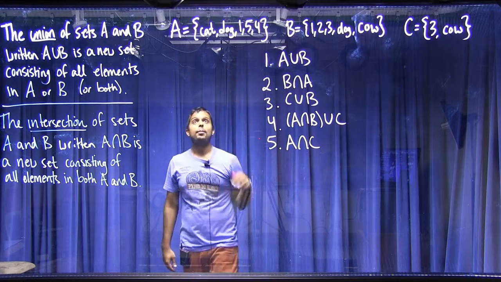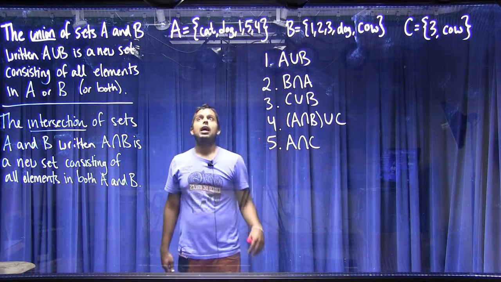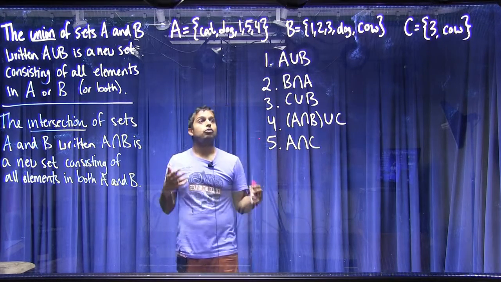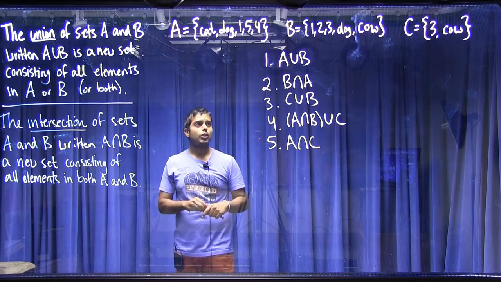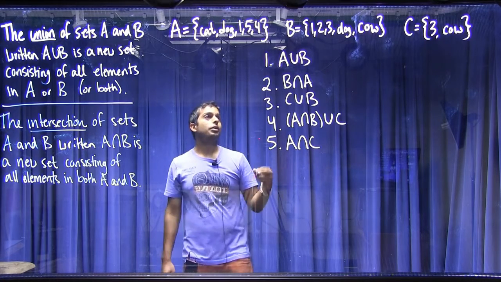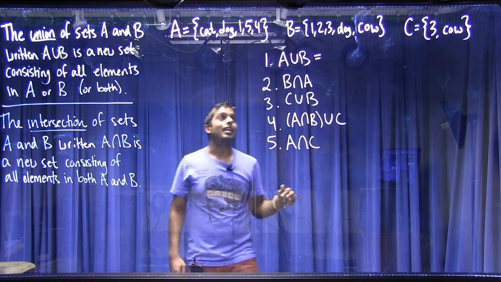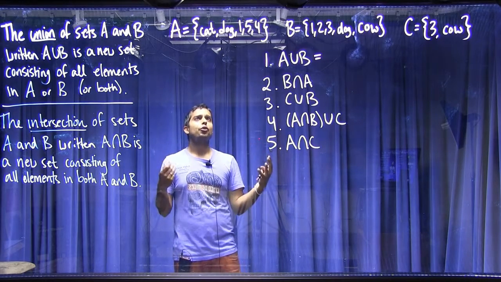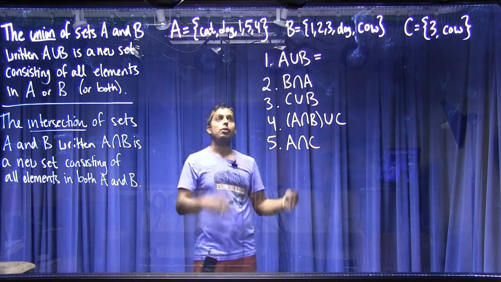So up here at the top of the screen I've written down three sets. You can see them, A, B, and C. Let's compute some unions and some intersections. First, let's look at A union B. This set is going to contain everything that's either in A, or in B, or in both. Let's go through and look at animals first, and then let's look at numbers.